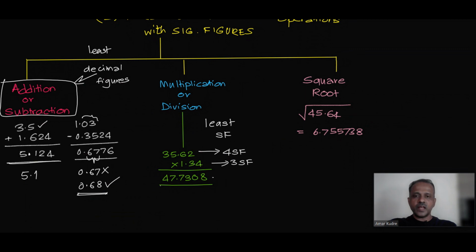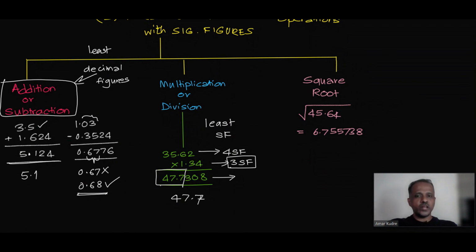Now, how many digits should it have? It should have the digits from the question which is having the least number of significant figures. So it should have only three significant figures. So the answer would be 47.7. We should not include 3 over here, and since 3 is less than 5, there is no need of rounding off. So the answer is 47.7. I hope you are clear with this.